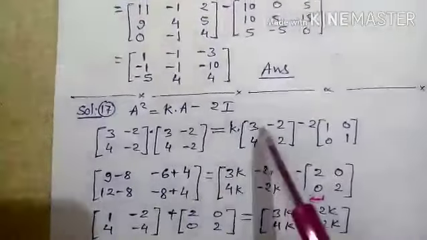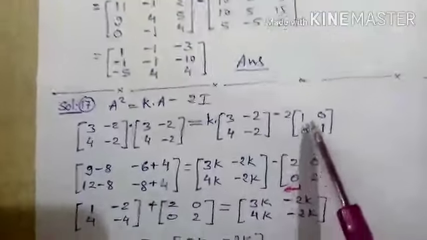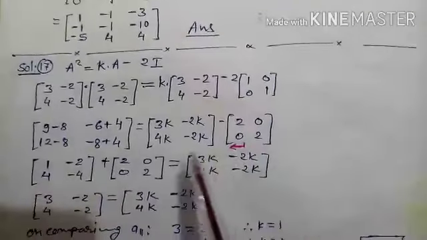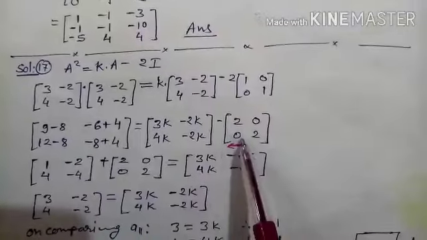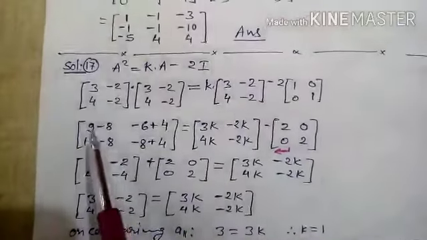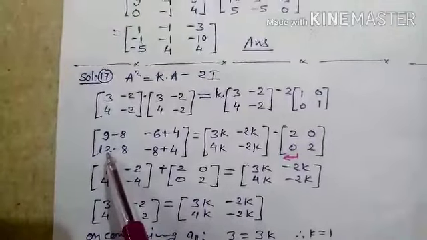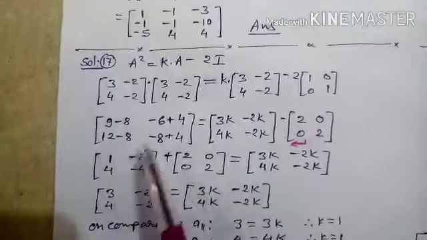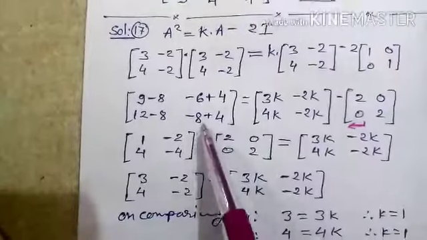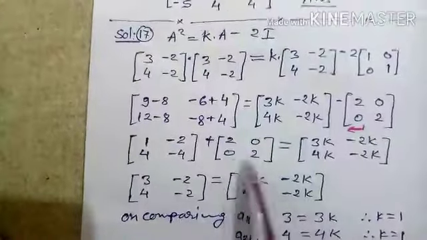Equal sign as it is, multiplied by K. So this is 3K, 4K, minus 2K, minus 2K. And also multiplied by 2 this matrix, so 2, 0 and 0, 2. This matrix transfer to the left side, so it will be positive. 9 minus 8, that is 1. 12 minus 8, that is 4. Minus 6 plus 4, it means minus 2. And minus 8 plus 4, it means only minus 4. And this matrix transfer to the right side, so 2, 0, 0, 2.